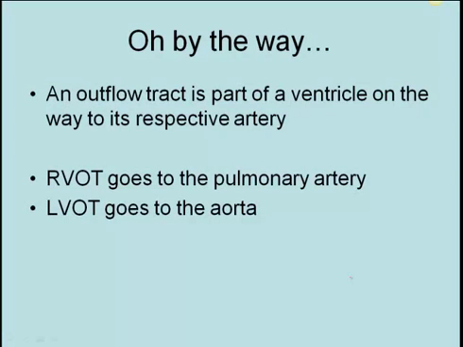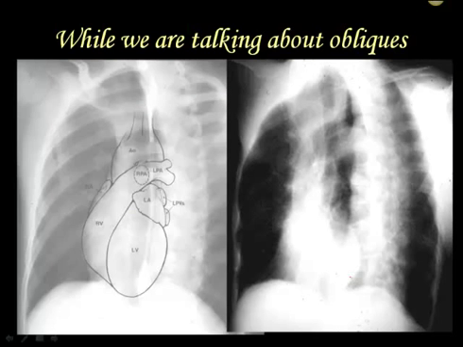Okay, yes, by the way, the outflow tract is really kind of part of the right ventricle, either right or left ventricle on its way to its artery. Okay, so here's another example of looking at an oblique from the opposite side. And in this particular case, we're looking again towards the right. And there is barium in there. You can see it kind of coming down, and you can see where it would be in relationship to the other structures. It's fairly straightforward.